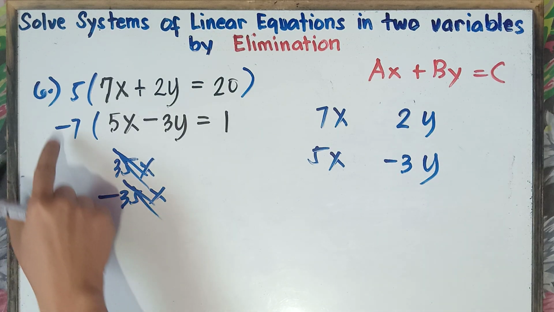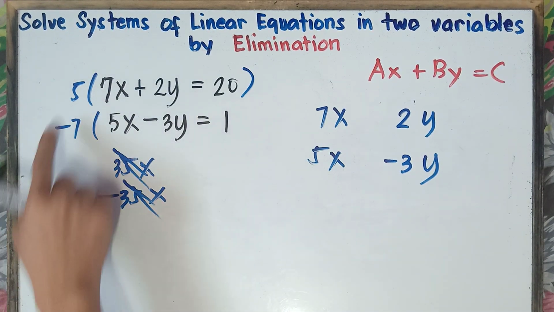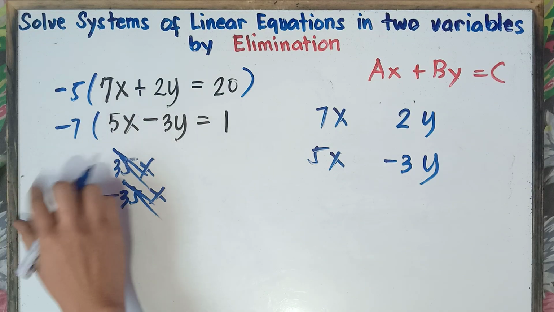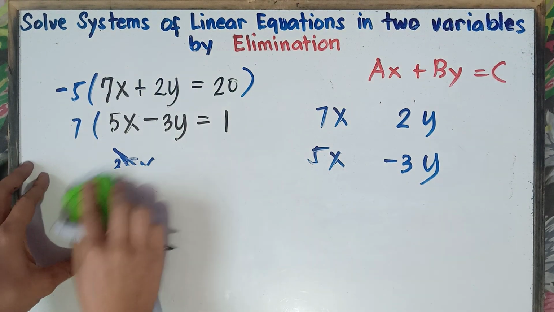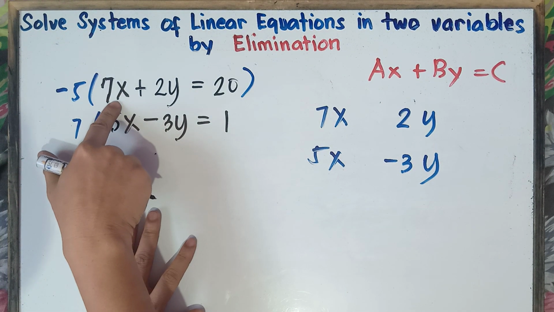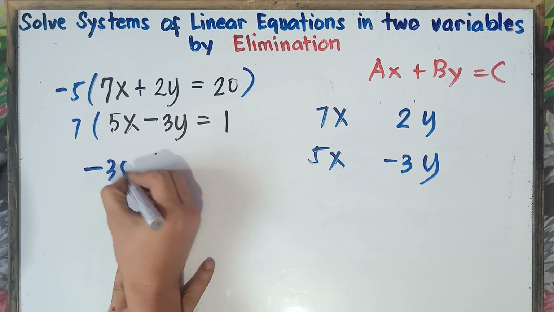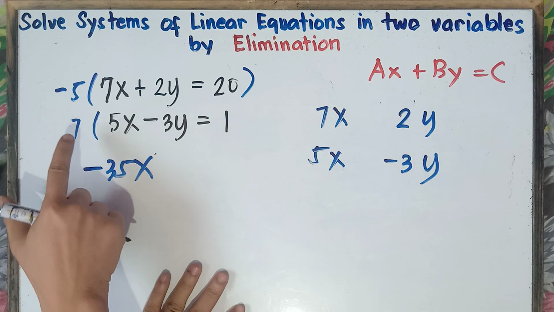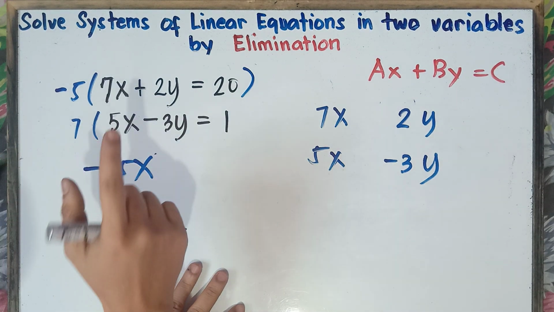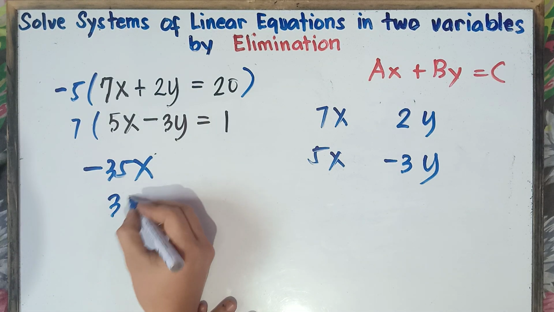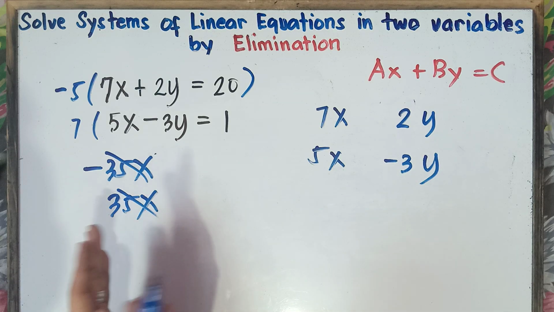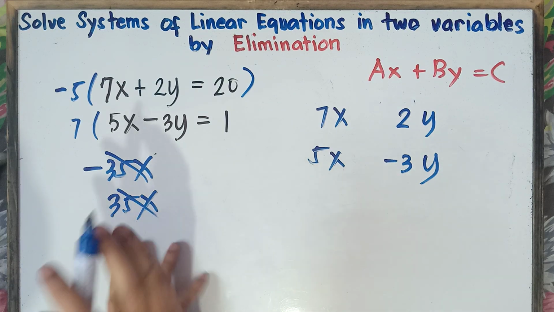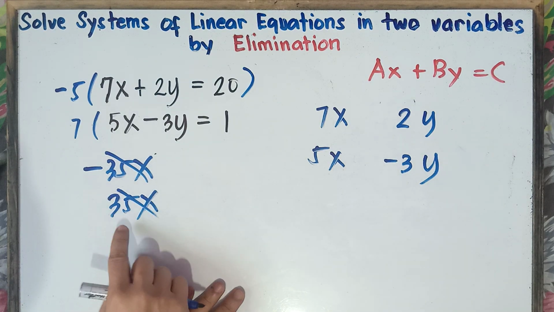Question, sir. What if I multiply this one, number 6? This will be negative 5, and this will be positive 7. Can I do that one, sir? Yup, you can do that one, class, because negative 5 multiplied by positive 7x will become negative 35x. Now, positive 7 multiplied by positive 5x will become positive 35x. And then you can just simply cancel that out. As long as they are opposite, class. We have negative 35 and then positive 35.